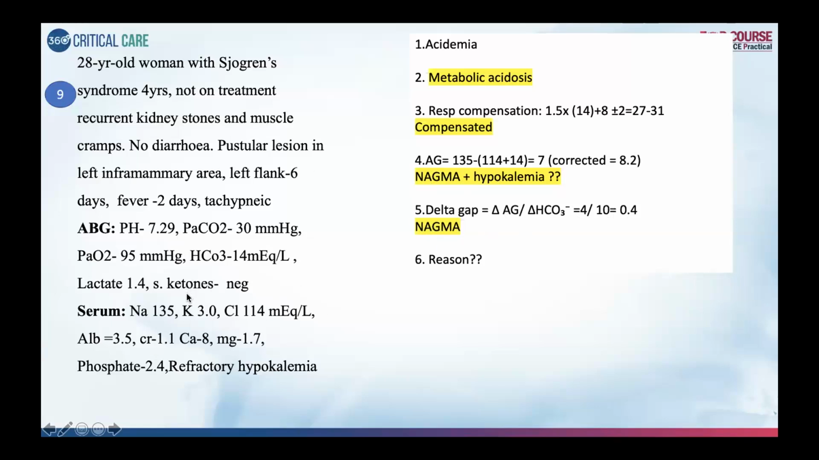So what is the reason for that normal anion gap? So how will you interpret? Is the patient on saline? Is the chloride level high?